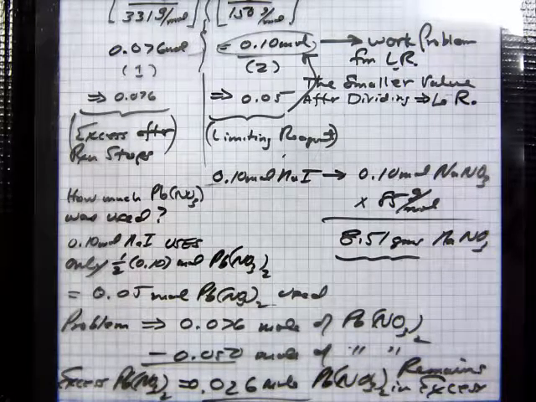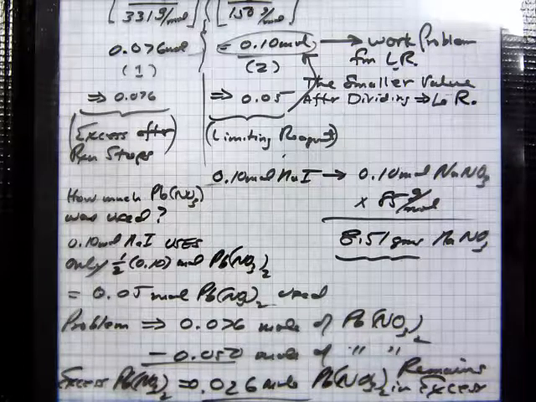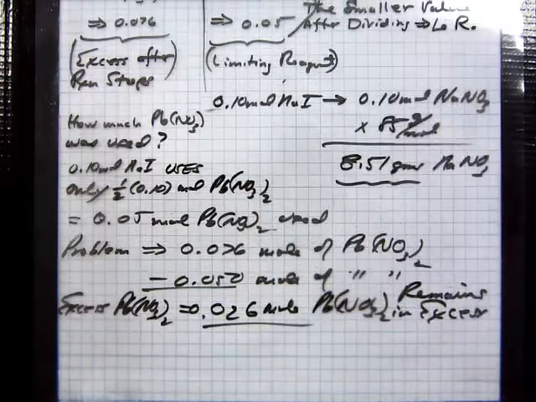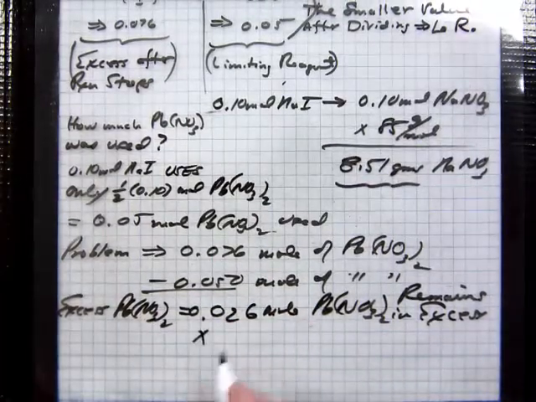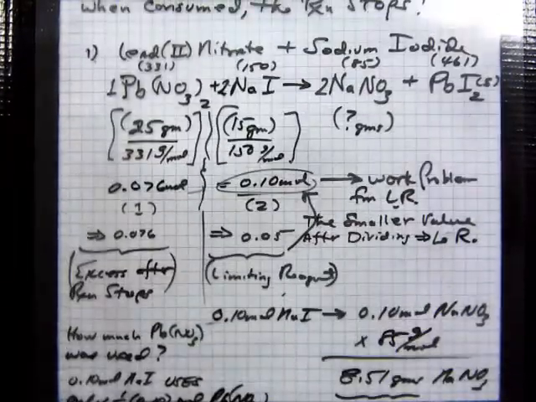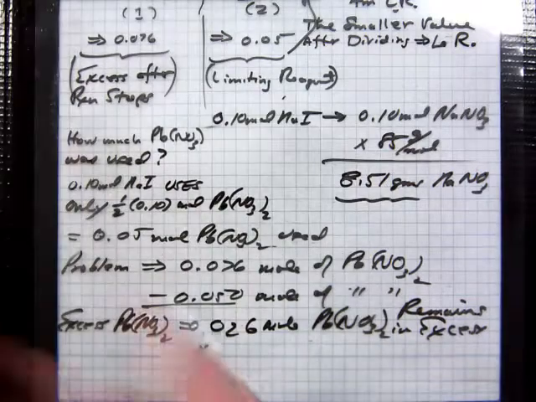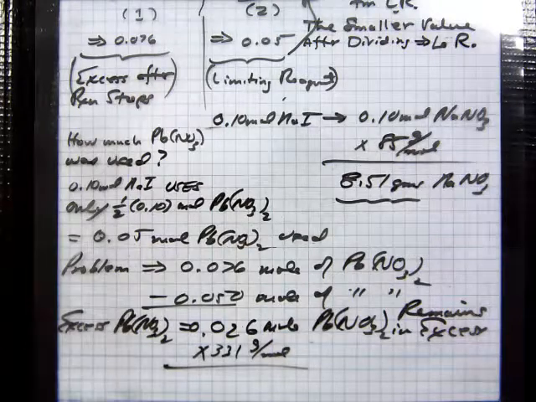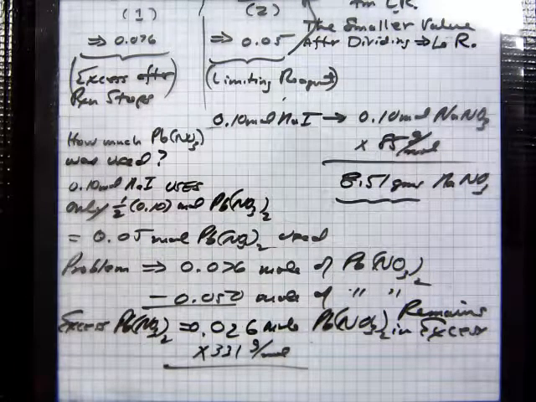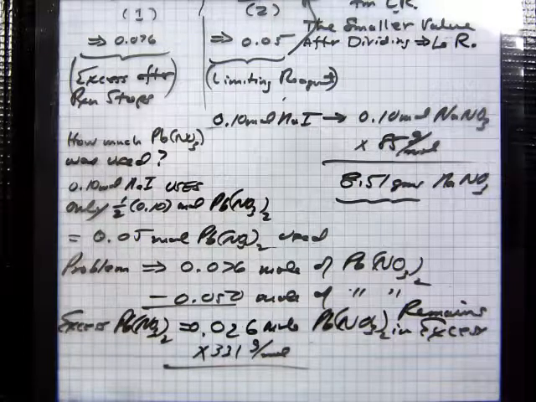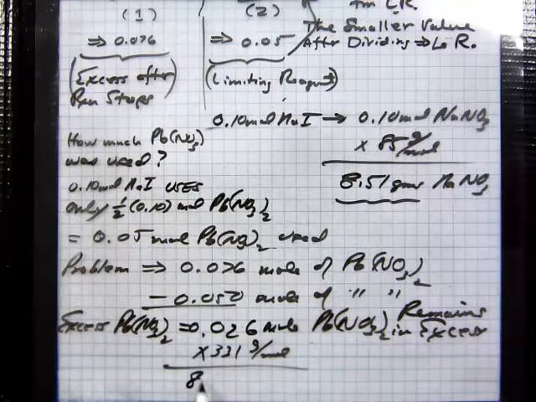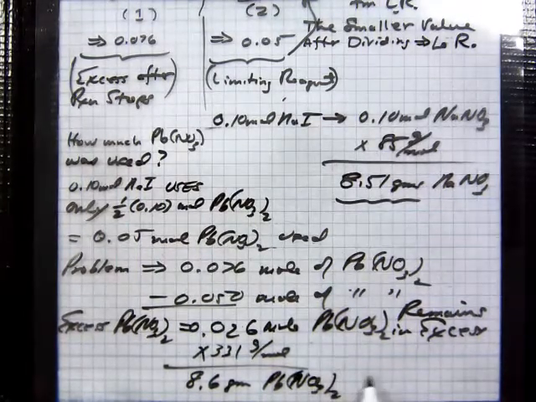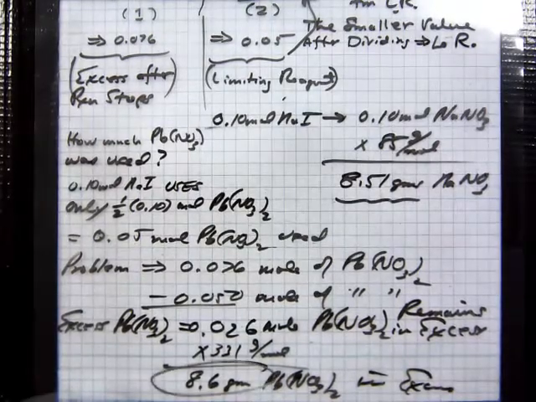What's the limiting reagent? Okay, we got that. How much non-limiting reagent will be left over from the reaction? You can take that 0.026 mole excess times the formula weight of that, 331. See what this comes out to. 8.66 grams lead nitrate in excess. That will be in excess.